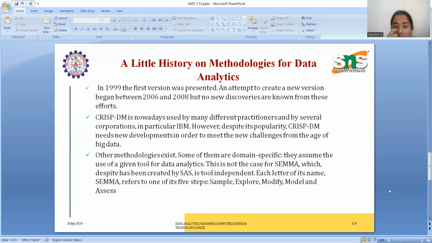These models are some examples. We have seen these five: data understanding, data preparation, how it is modeled, how it is evaluated, and how it is deployed. After that, the history of this model began in 1999. CRISP-DM is nowadays used by many different partnerships and several corporations, with the help of IBM.